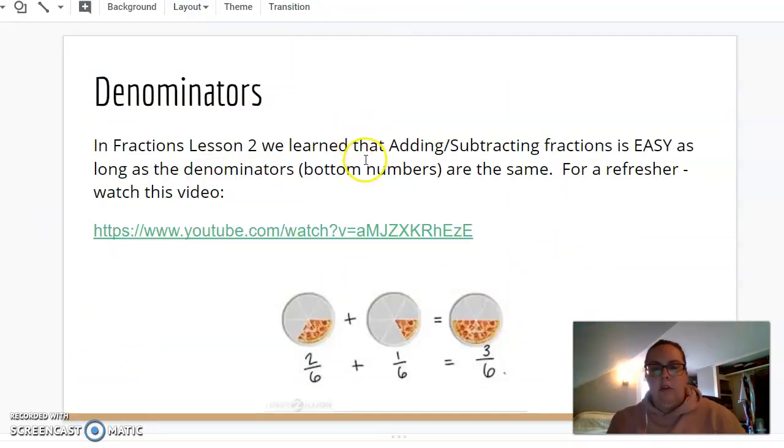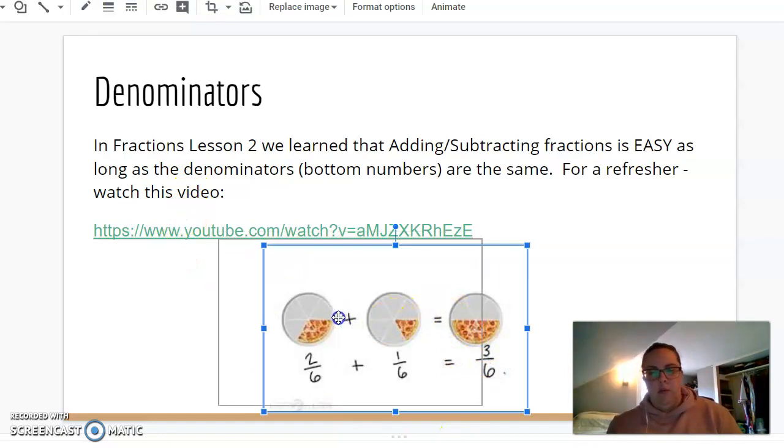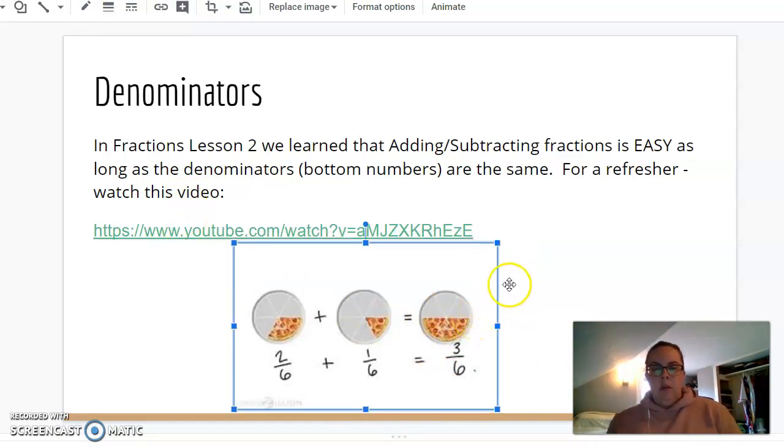So in fraction lesson 2, we learned about adding and subtracting fractions is easy as long as the bottom numbers are the same. Okay, this was a little refresher in case you forgot. Typical example is the old pizza example, where if you have a pizza cut into 6 pieces, there were 2 pieces left here, 1 piece is left there. In total, there were 3 out of the 6 pieces left over, which would also be equivalent to 1/2. 3/6 is the same thing as 1/2.